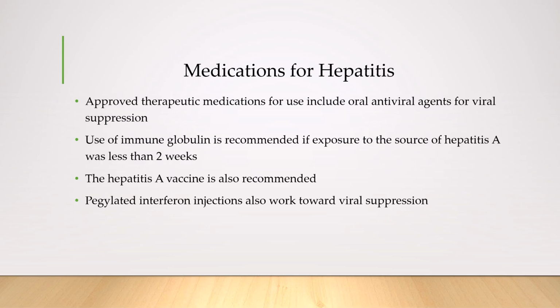Medications for hepatitis. Approved therapeutic medications for use include oral antiviral agents for viral suppression. There are too many to name. And that is simply what an antiviral will do, and that is going to stop the replication of the virus. Use of immunoglobulin is recommended if exposure to the source of hepatitis A is less than 2 weeks. The hepatitis A vaccine is also recommended, and pegylated interferon injections will also work toward viral suppression.